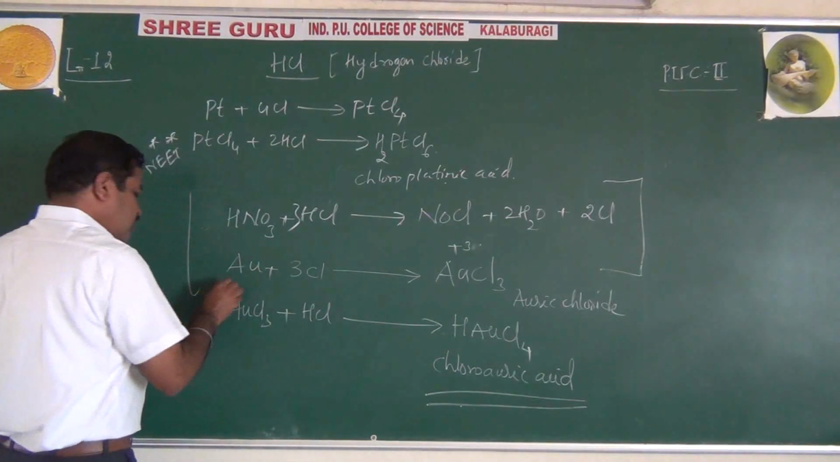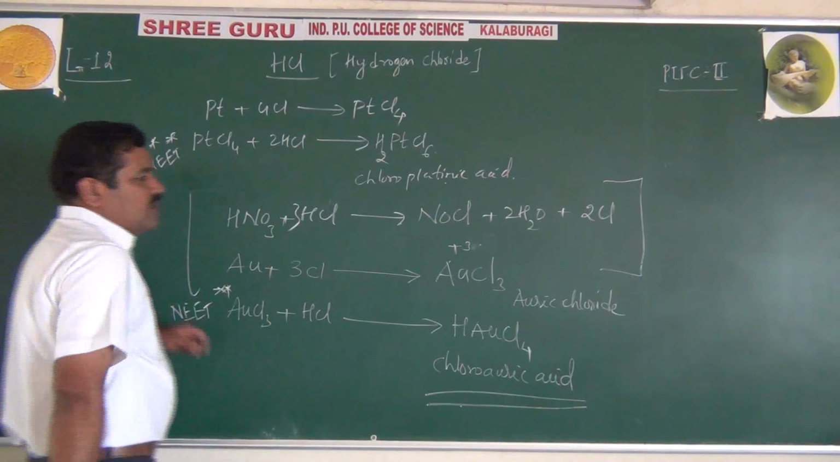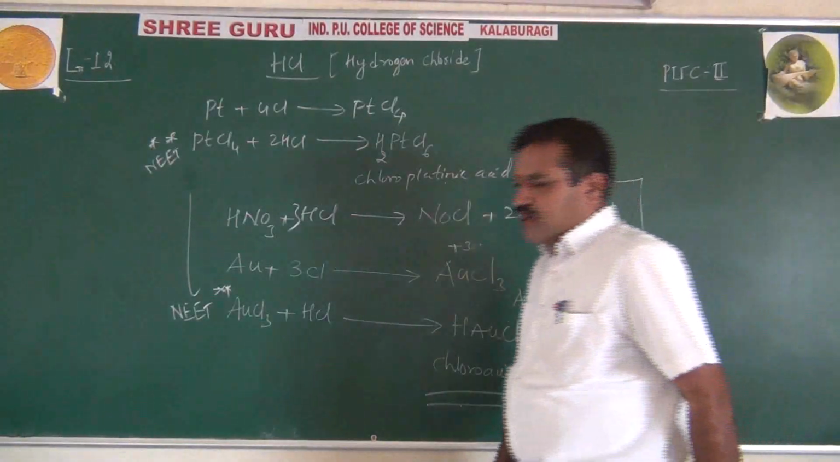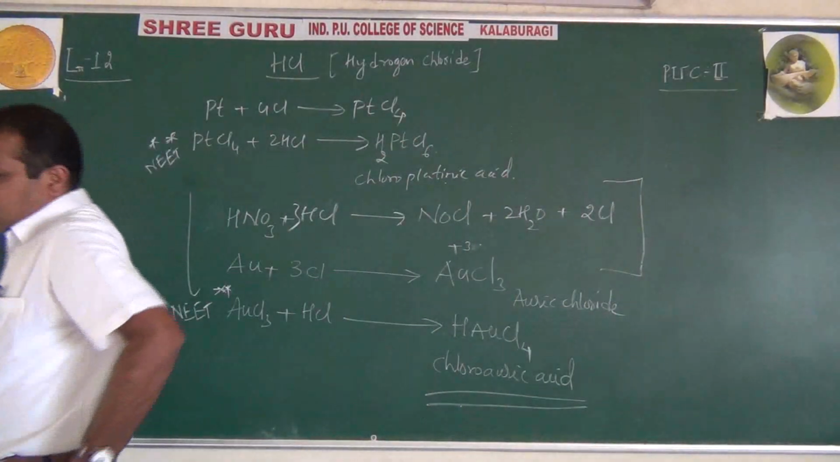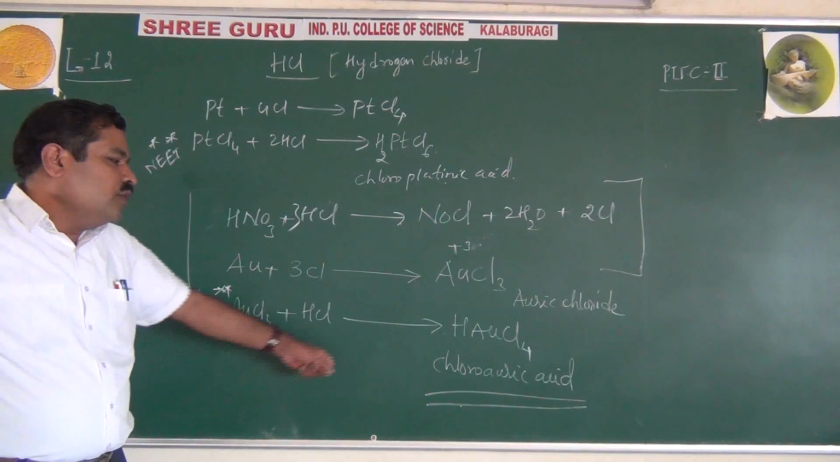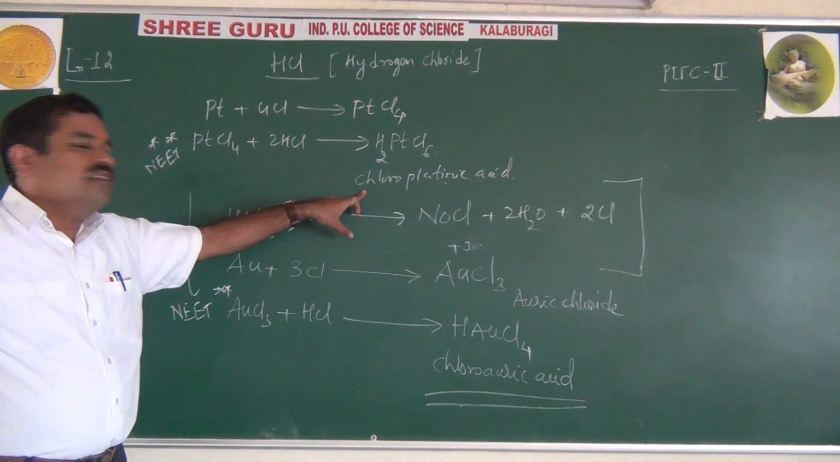Very important for that is meat and grain. This they will ask. But in the theory it is different, in the notes it is different. This is extra information I just give. Okay, gold to chloroauric acid, platinum to chloroplatinic acid.